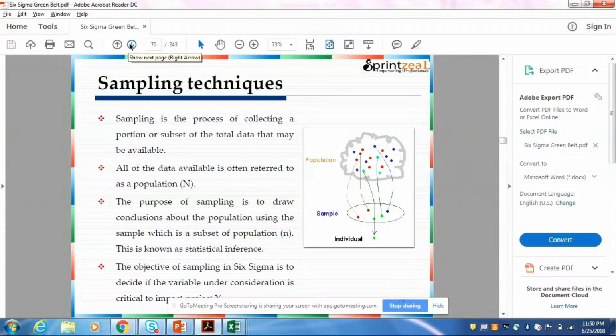So what we do is we draw a sample from the population. A sample is generally drawn to be representative of the population. All the statistics that we see are based on this concept of the sample being representative of the population data.